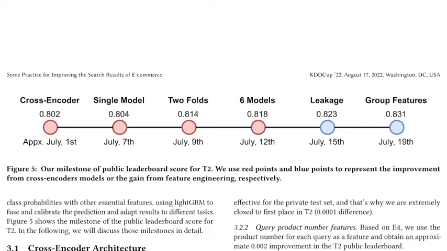So here is our milestone of the public leaderboard for task 2. We use the red point and the blue point to represent improvement from the cross-encoder models or the gain from the feature engineering, respectively. We started to attend this competition about the 1st of July. With some effort, we finally reached 0.831 for the public leaderboard in task 2.